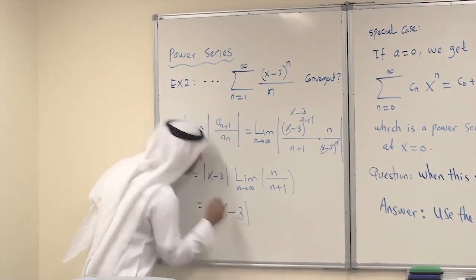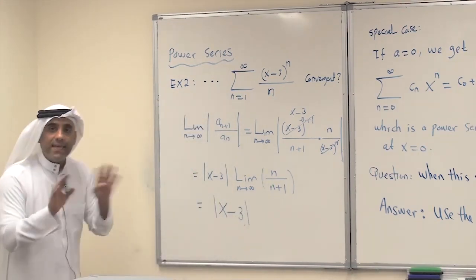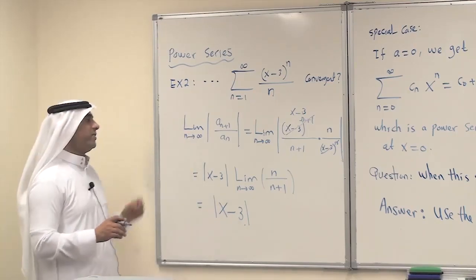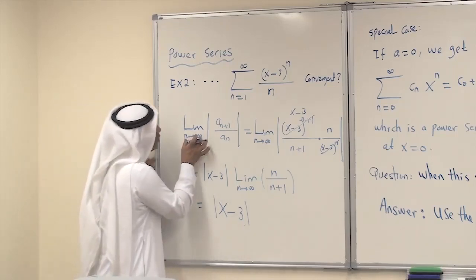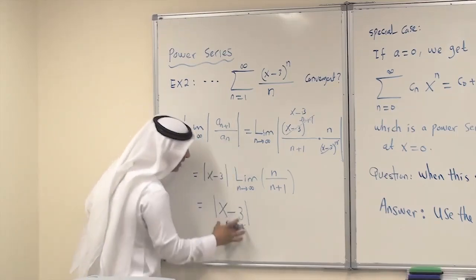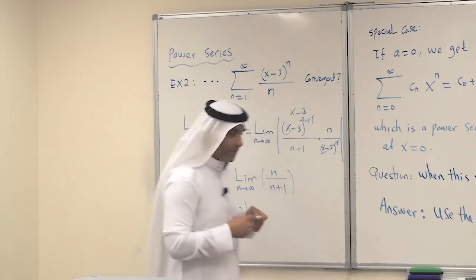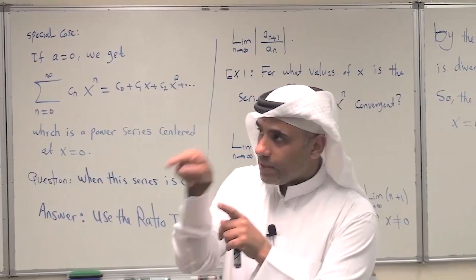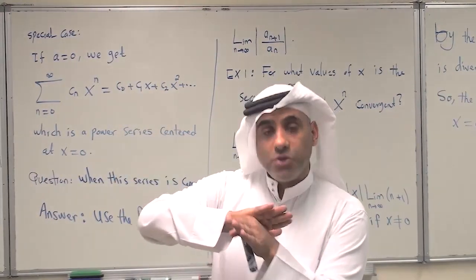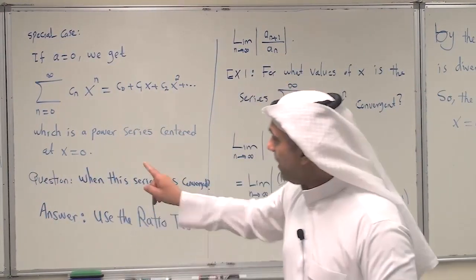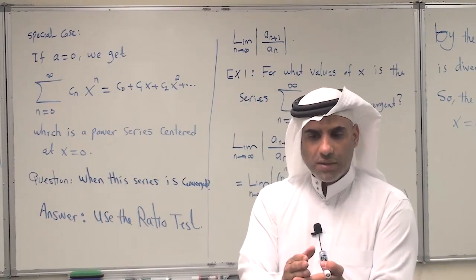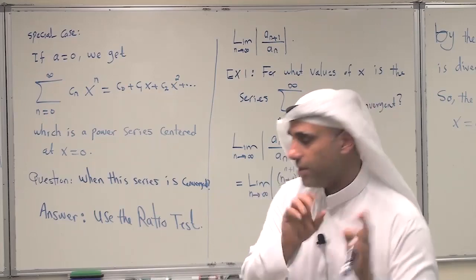Now we should be careful here. We have not yet applied the ratio test. We didn't use the conclusion of the ratio test. What we did until now is just to calculate this limit, and it happened to be equal to the absolute value of x minus 3. Now the ratio test says if this limit is strictly less than 1, we have absolute convergence. If it is greater than 1, divergent. If it is equal to 1, no conclusion. So let us see what will happen in these three cases.